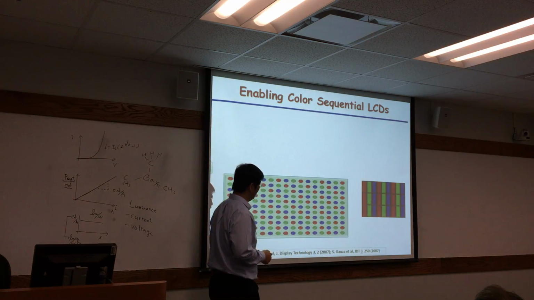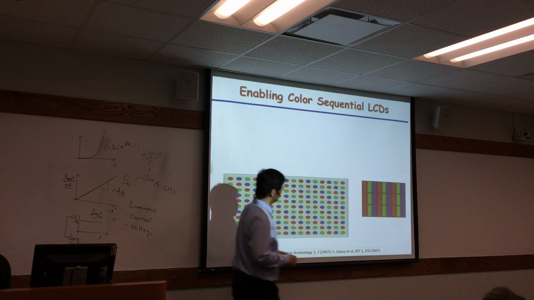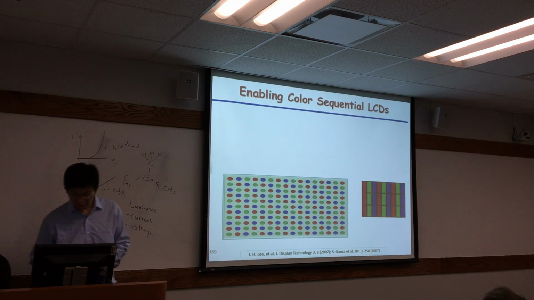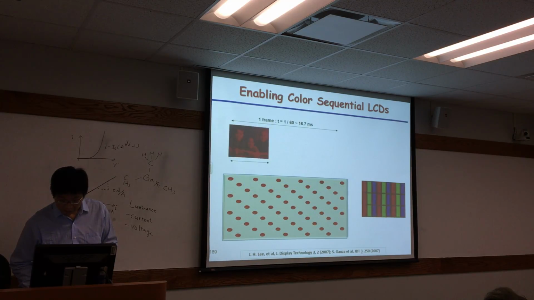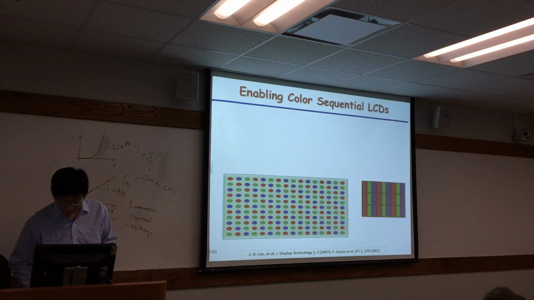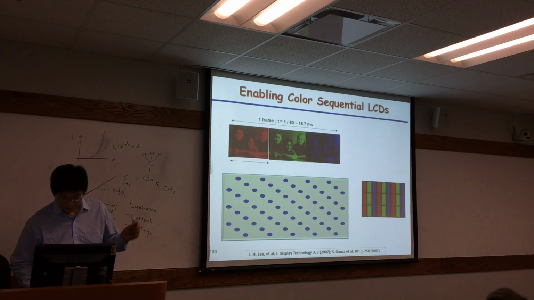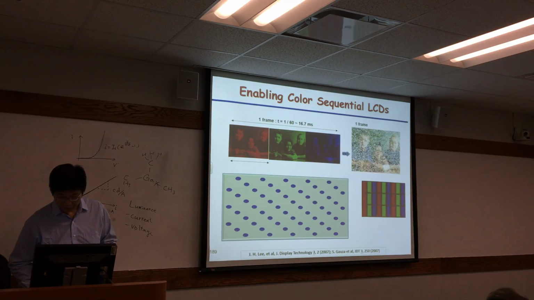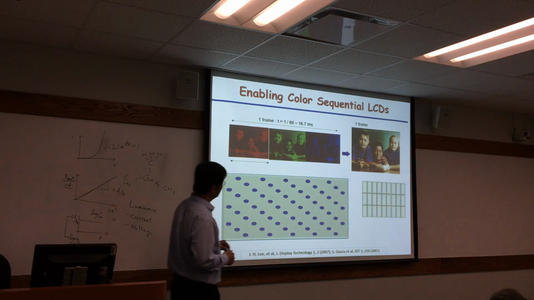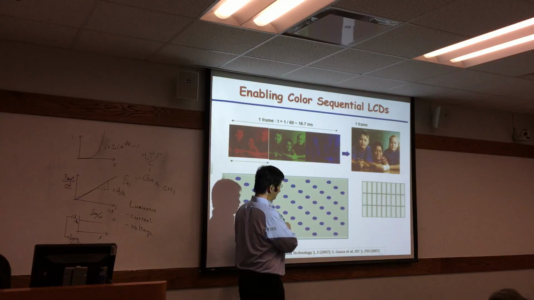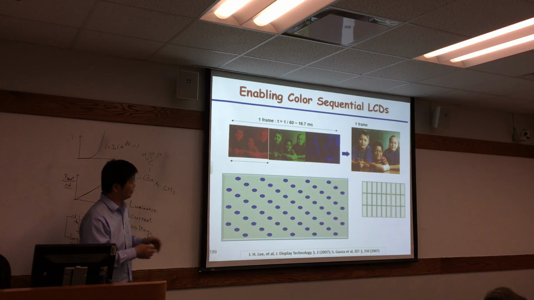Yeah, so that is the red, green, blue subpixel, if you use the conventional LCD. And if we use a color sequential, then we can use the 3 frames and combine them together to become the color. And right now we don't need the color filter because the color comes from the LED itself. But of course, you need a very, very fast LCD.